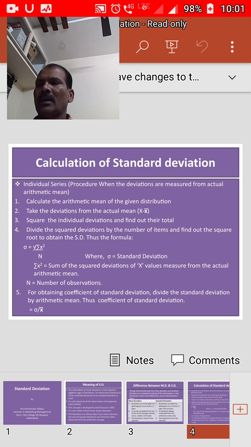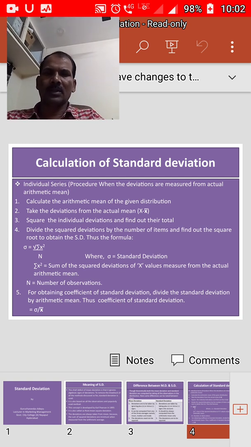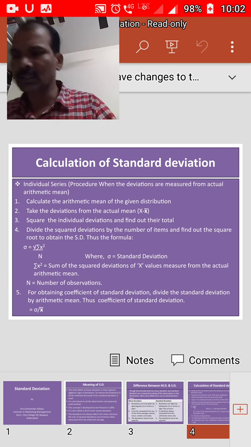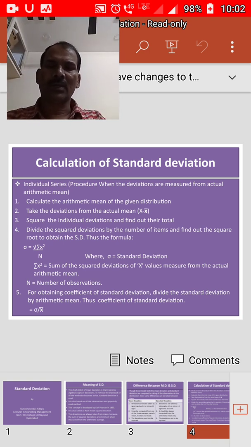Next, calculation of standard deviation. In order to calculate the standard deviation for individual, discrete and continuous series, we have different methods and procedures. First we will see the procedure for individual series, when deviations are measured from the actual arithmetic mean. The first step is to calculate the arithmetic mean of the given distribution.